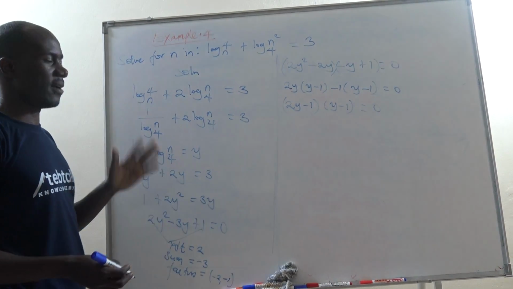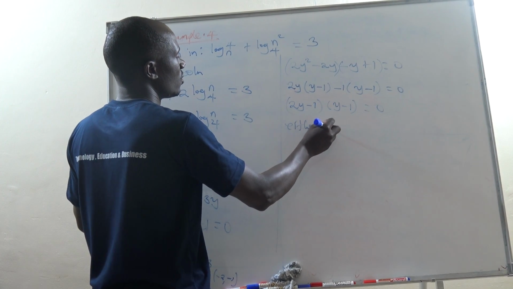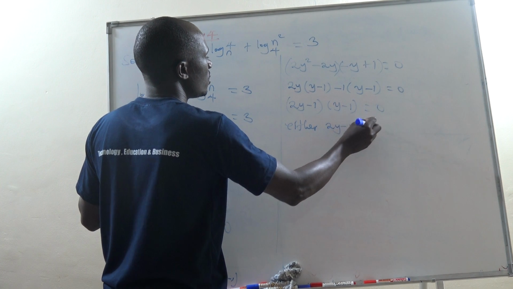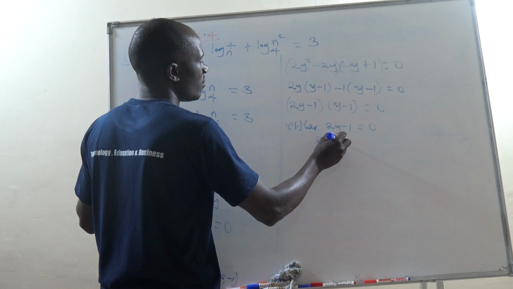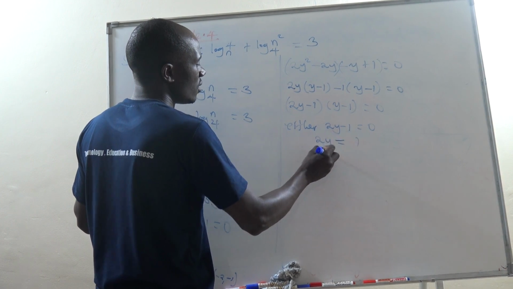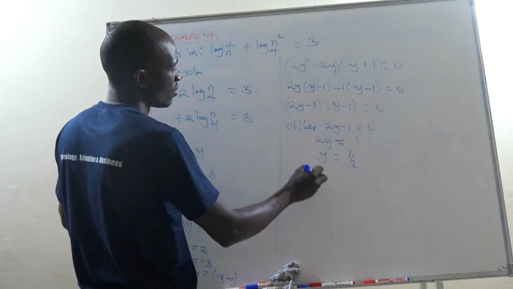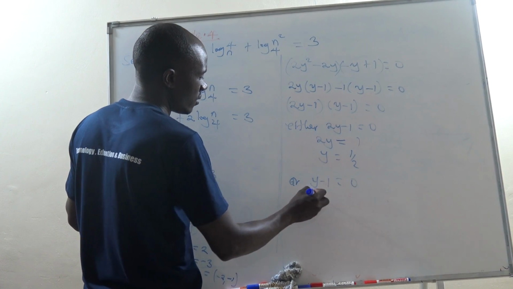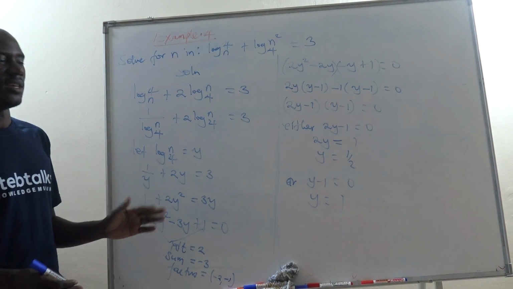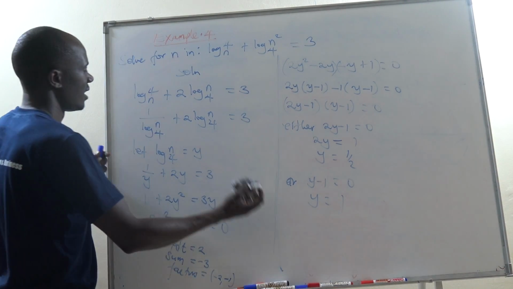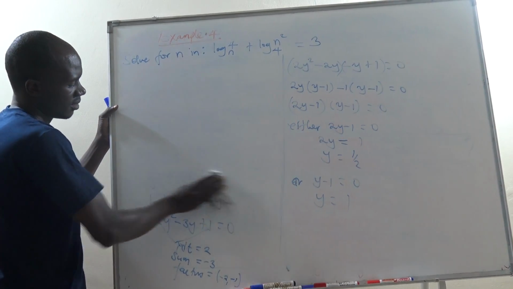We say either 2y minus 1 equals 0. Take that one there. We have remained with 2y equals 1. Then y equals a half. And or y minus 1 equals 0, y equals 1. So I've already got our two values of y. But you need to go back and ask, but what was y?